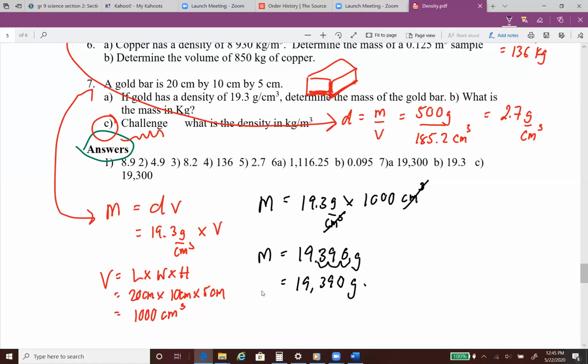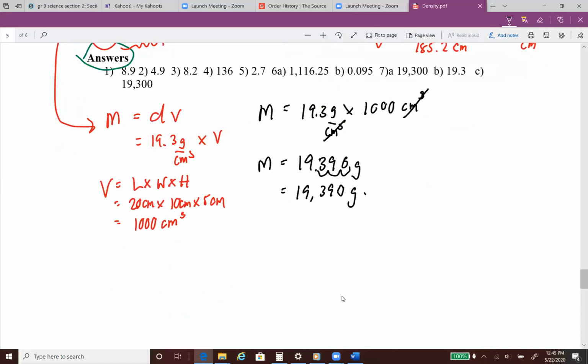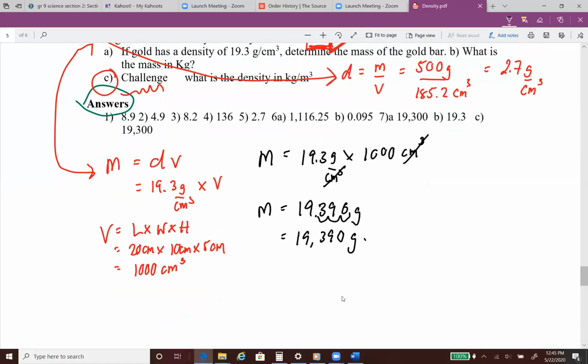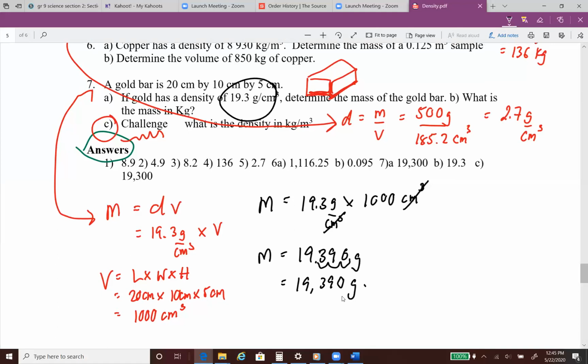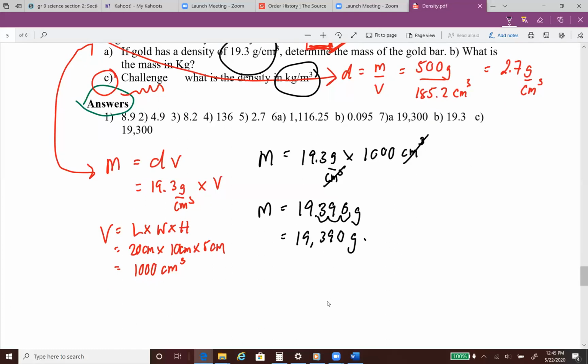Now, I'm going to skip B. I'm going to go to C. So C is, what is this density in kilograms per meters cubed? So what we're going to do is change the density from grams per centimeter cubed into kilograms per meter cubed. Pay attention to this one because this actually comes up in your problem set, okay?